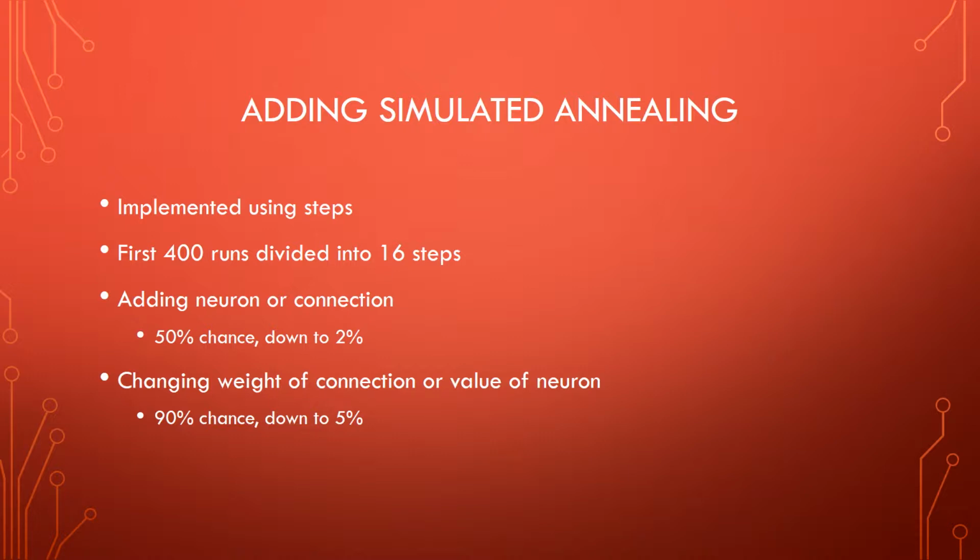For now, mutation rates change every 25 iterations of hill climbing, up to the 400th iteration. The mutation rate for new connections or new neurons is set to 50% and goes down to 2%. The rate for changing the value of a neuron or the weight of a connection starts at 90% and goes down to 5%. All step sizes for mutation rates are of equal amounts.